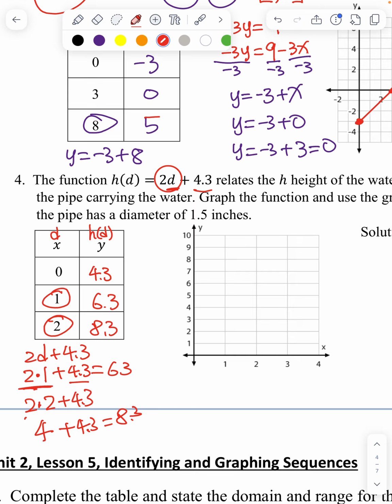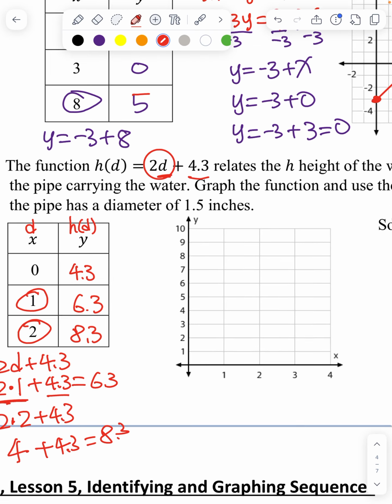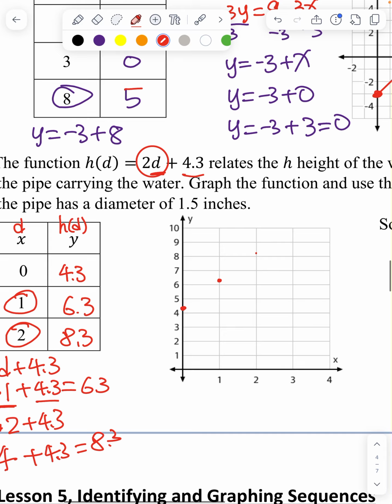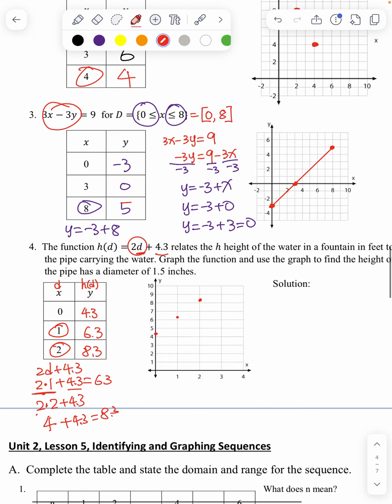Now we're going to plot the points on the graph. When x equal to 0, the y value is 4.3. X equal to 0, 4.3. Something like this right here. X equal to 1, 6.3, right here. When x equal to 2, 8.3, right here. Yeah. Graph the function. Okay.